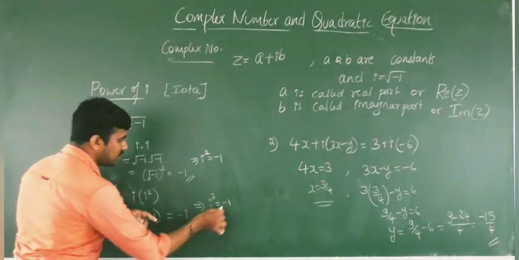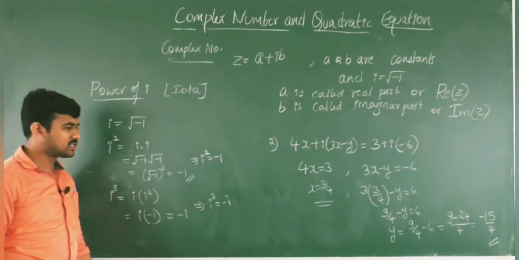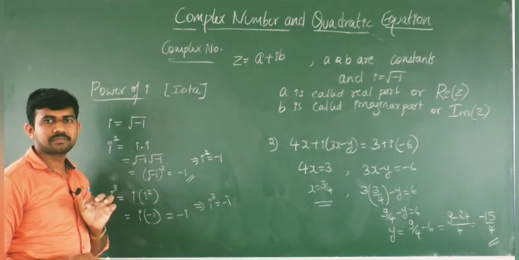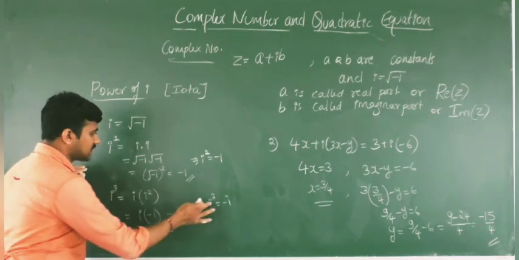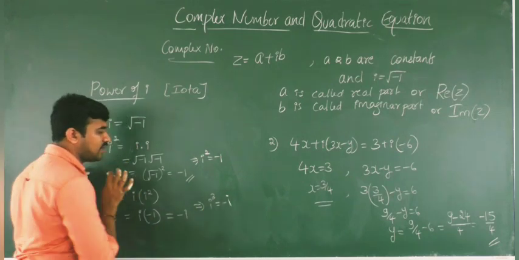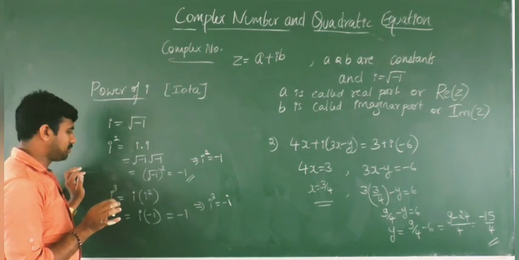Sorry, not minus 1, minus i. Okay, so the value of i cube is minus i. So you got here i cube is equal to minus i. So the value of i cube is minus i.